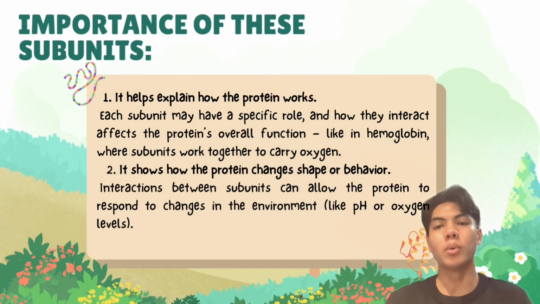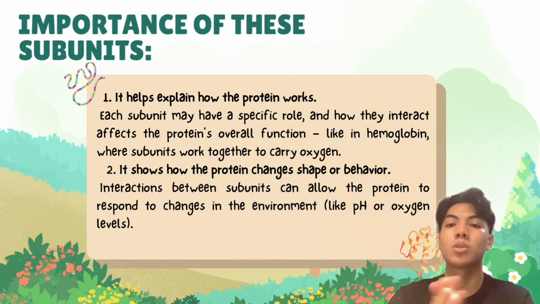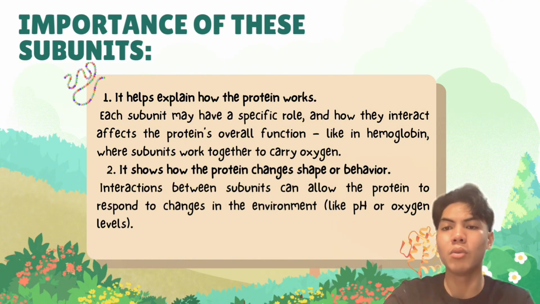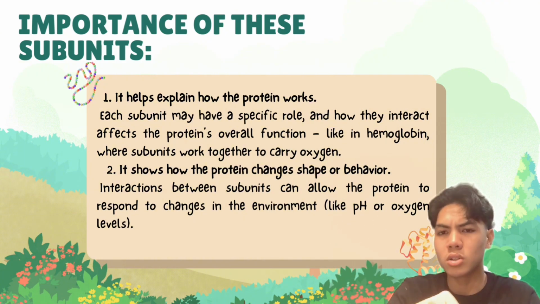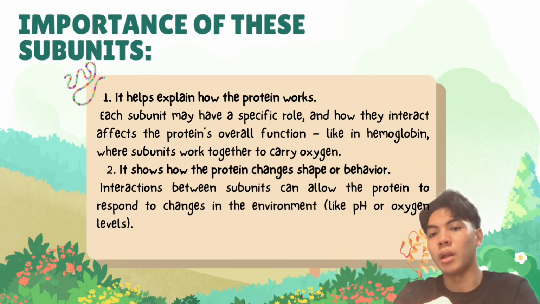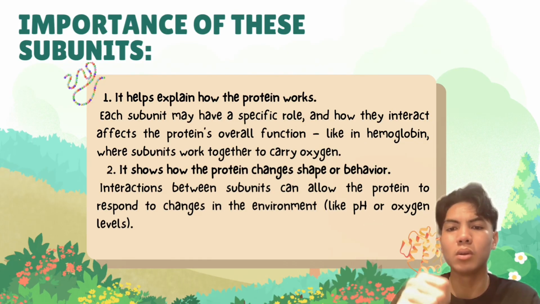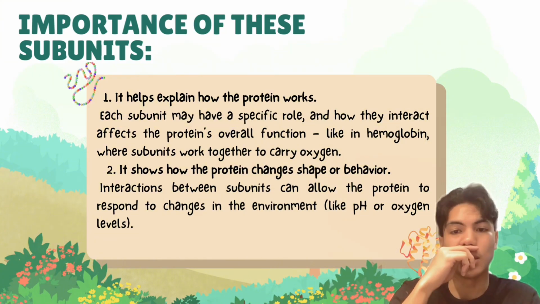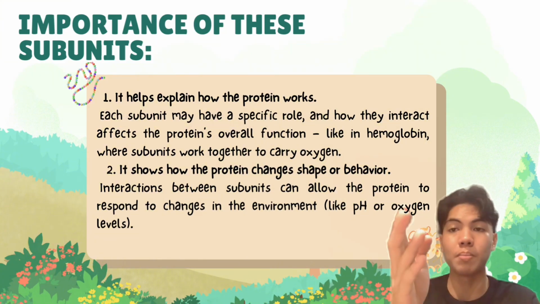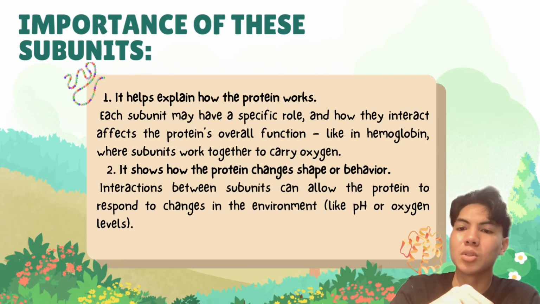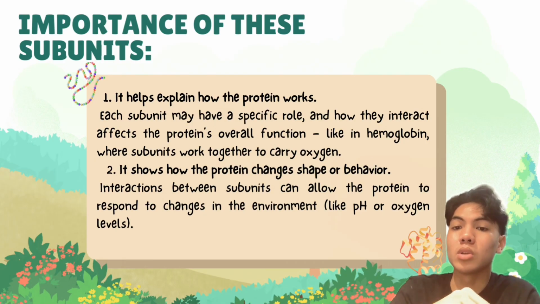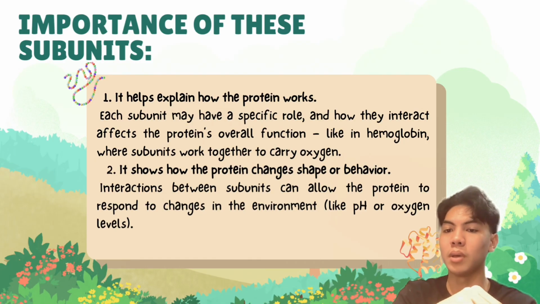Now for the importance of these subunits. The first one is that it helps explain how the protein works. Each subunit may have a specific role, and how they interact affects the protein's overall function, like hemoglobin, where subunits work together to carry oxygen. Second, it shows how the protein changes shape or behavior. Interactions between subunits can allow the protein to respond to changes in the environment, like pH or oxygen levels.